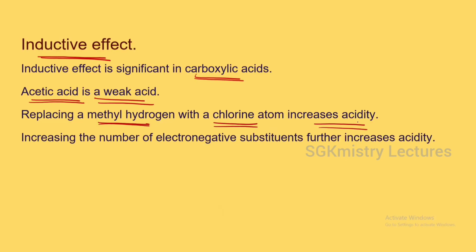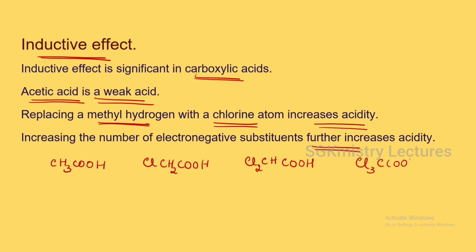So then what happens? The acidic character goes on increasing. As the number of electronegative substituents increases, the overall acidity of that particular compound increases. Now, if I'm considering acetic acid and replacing one of the hydrogens with chlorine, I get Cl, CH2, COOH. If I'm replacing two hydrogens with two chlorine atoms, I get Cl2, CH, COOH. If all three hydrogens are replaced, then we have Cl3, C, COOH.